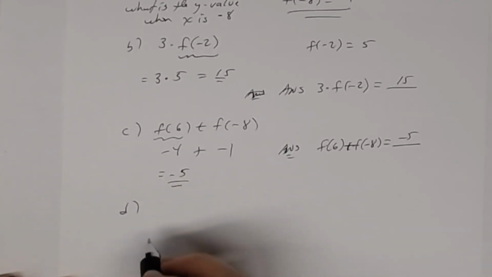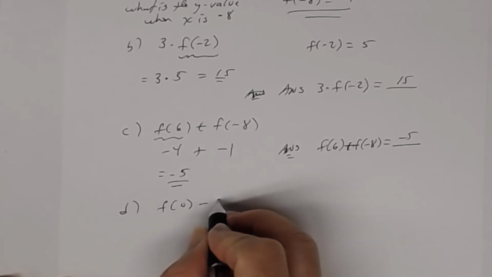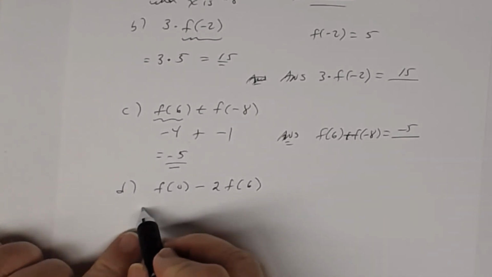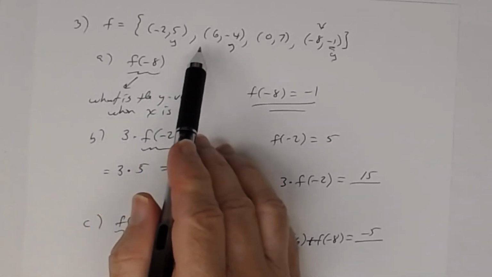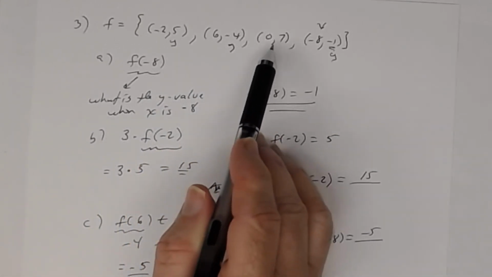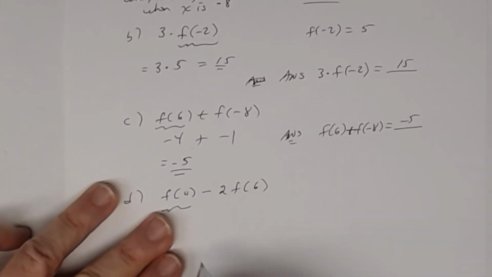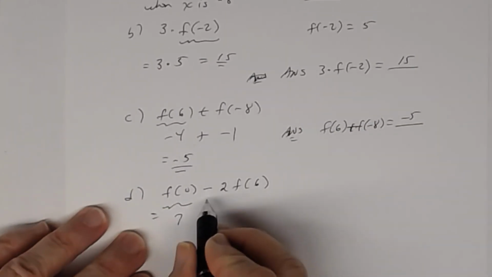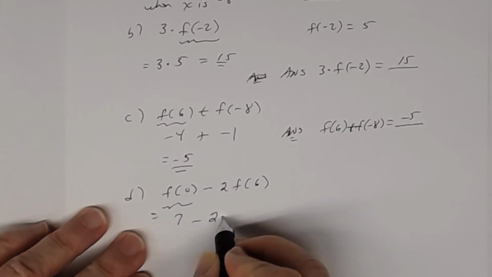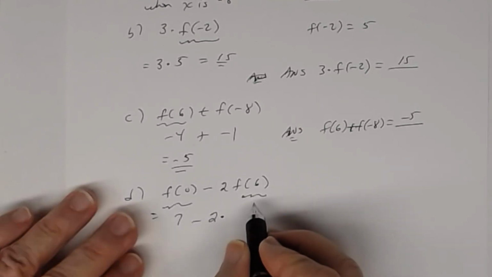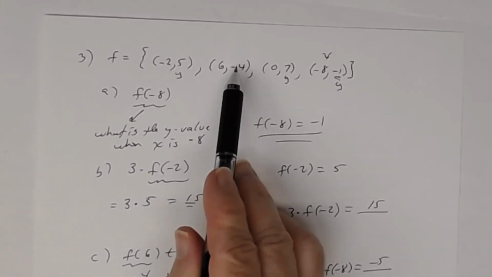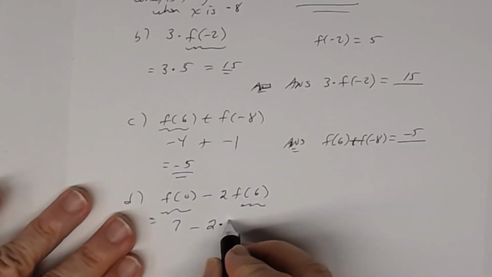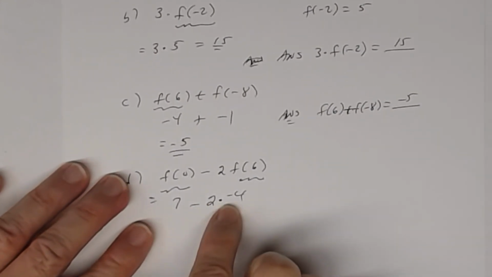All right, D, you want to find f of 0 subtract 2 times f of 6. So f of 0: what's that y value when x is 0? See, there's where x is 0, that y value is 7. So f of 0 is 7. But you're going to subtract 2 times f of 6. So what's that y value when x is 6? Well, when x is 6, that y value is -4.